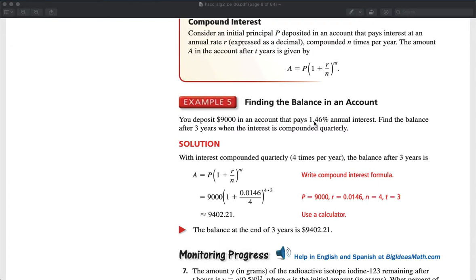So we move the decimal place 1, 2 to the left. We add a 0 here. We're going to have 0.0146, as you can see in the problem. Find the balance after 3 years when the interest is compounded quarterly. So we get t equals 3, and compounded quarterly, so n equals 4. Now that we have all the pieces of information, let's write them all down: P equals 9,000, r equals 0.0146, n equals 4, t equals 3.